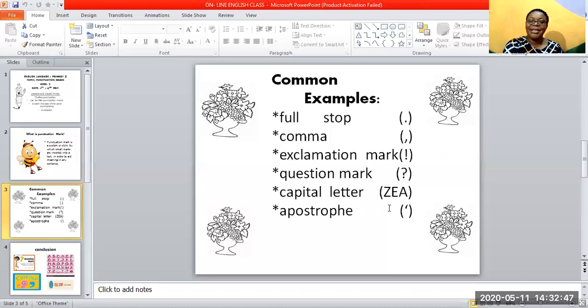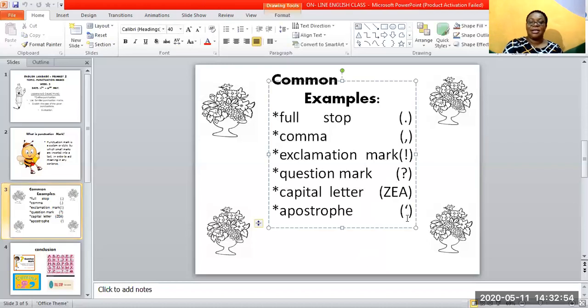Beautiful. Now let's go to the apostrophe. Can you see my apostrophe mark? Very good. This is the apostrophe. Apostrophe is used to show possession. It is used to show possession. This blouse is Bolanle's best dress.